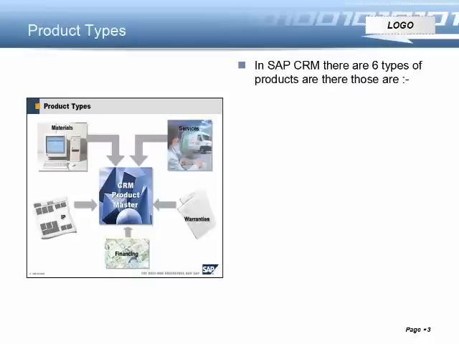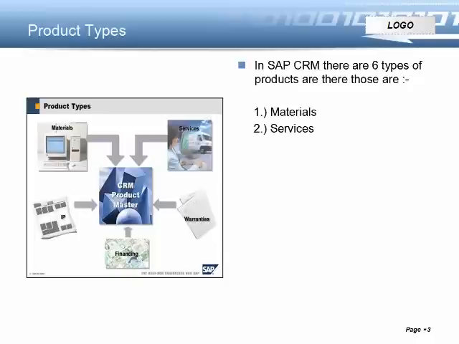So as I already told you, in SAP CRM system there are 6 types of products, and those 6 different types are: one is materials. In this picture, this laptop or PC, sorry, it's a PC, desktop, you can say, this is a product of material type. I mean, we will map this product as materials in our SAP CRM system.